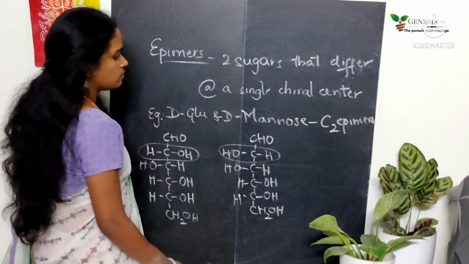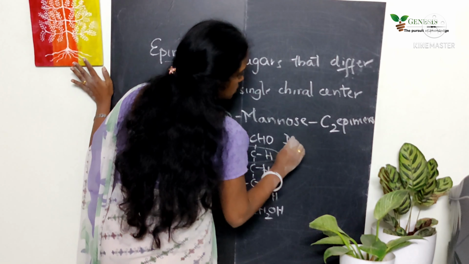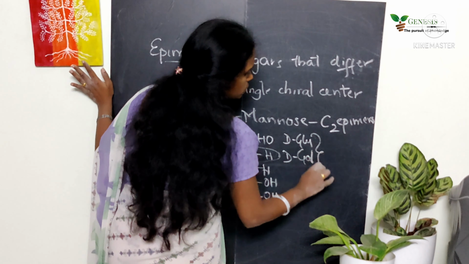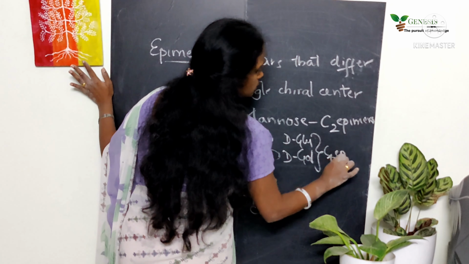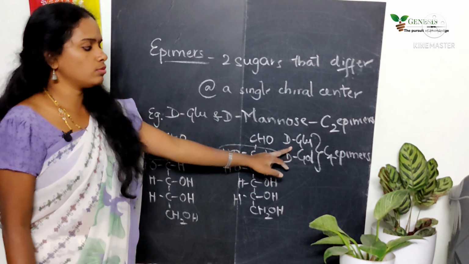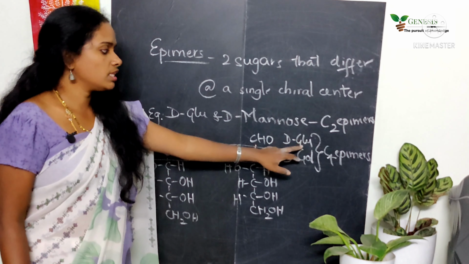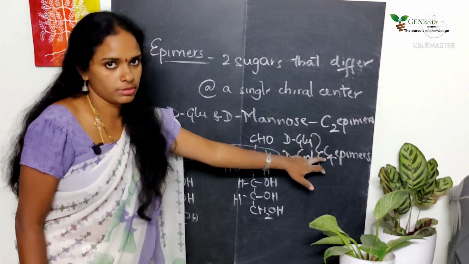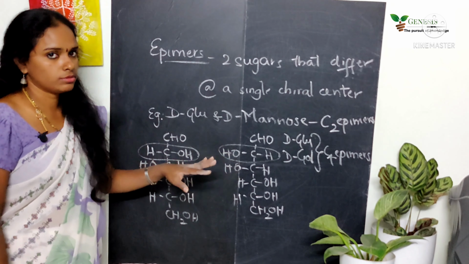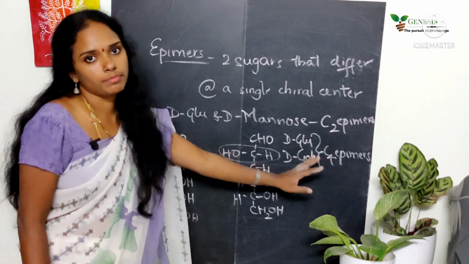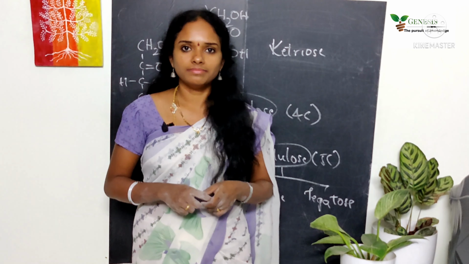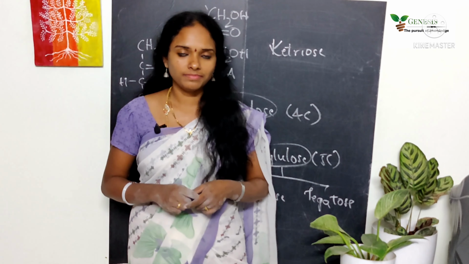In the same way, we have another combination, D-glucose and D-galactose. These 2 are C4 epimers. If you observe the structures of D-glucose and D-galactose, they differ only at the 4th carbon, and the remaining whole structure is the same. So those 2 are C4 epimers. Hope you all understood. If you have any questions, please mention them in the comment section. Thank you.